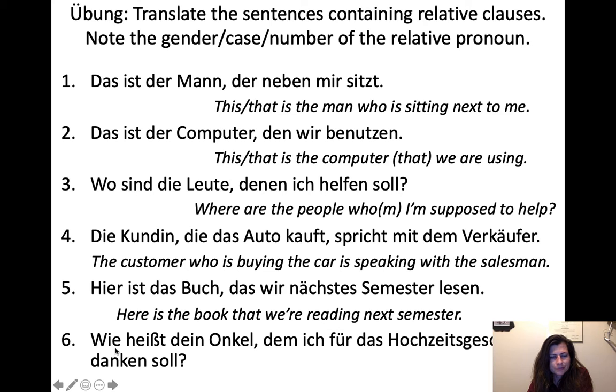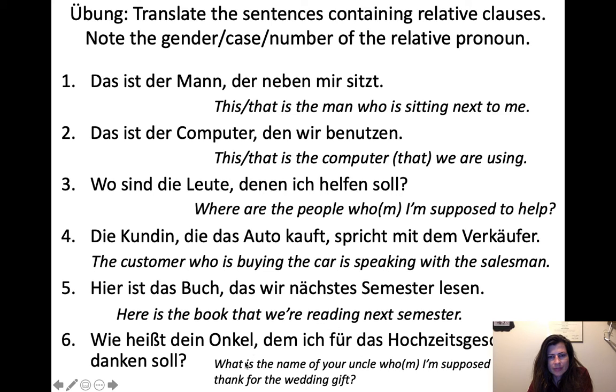Okay, so wie heißt dein Onkel? What's the name of your uncle? And then dem is there because of danken. Danken requires a dative object, similar to helfen. Helfen and danken both have dative objects. So we have dem, and then everything else. Ich is the subject within the relative clause. And then ich soll dem Onkel danken. I should give thanks to the uncle. So this is actually the indirect object. And that's why, well, it's a dative object for danken, you could say. So it's dative. And it is masculine for the Onkel.